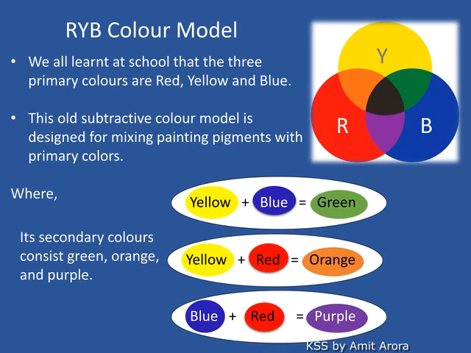I am sure we all learned this model at school that there are 3 primary colors: red, yellow and blue. This old RYB color model we all used as kids when we mixed paints and colors while doing drawings. When we mixed yellow and blue, we got green color. When we mixed yellow and red, we got orange color. And when we mixed blue and red, we got purple. These derived colors, we called them secondary colors.